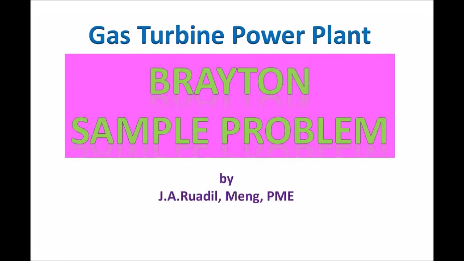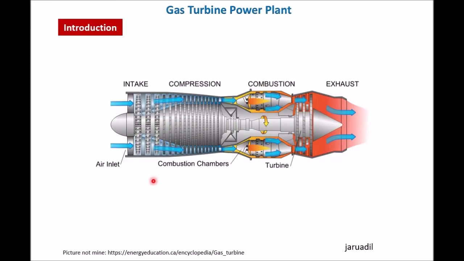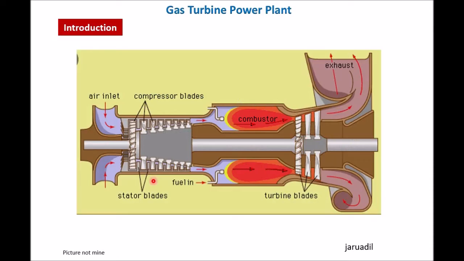Hello everyone. So let us continue our discussion here in this course, specifically about gas turbine power plant. And our discussion for this lecture video will be focused on sample problems about Brayton cycle and gas turbine power plant. We have discussed in our previous videos about the parts of a gas turbine. As you can see in this picture, it has intake, compression, combustion, and exhaust.